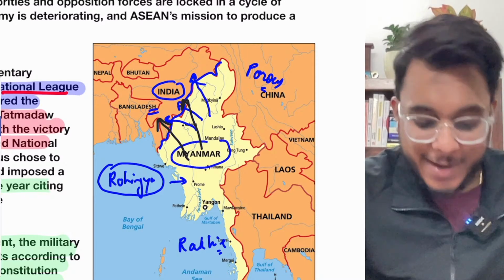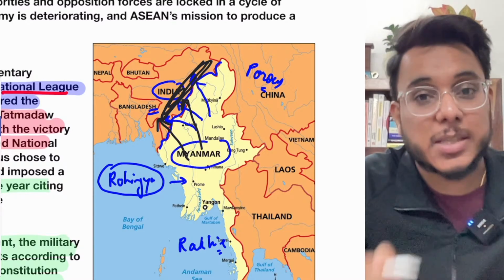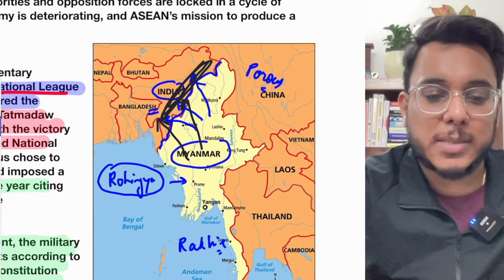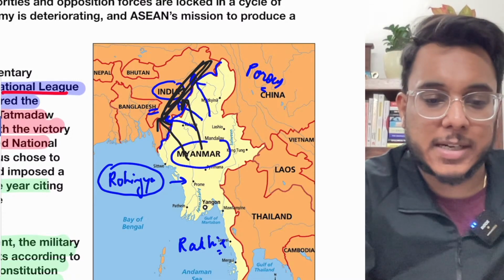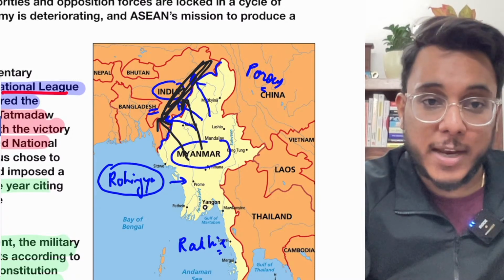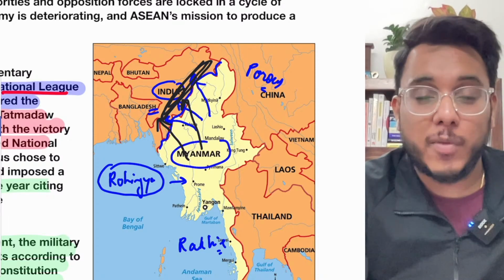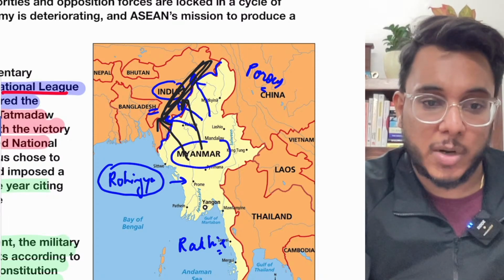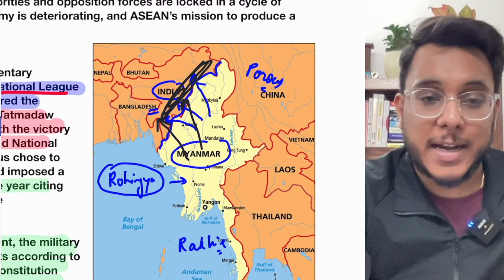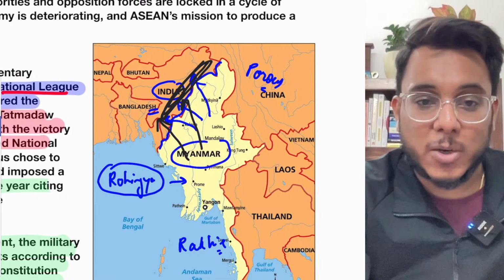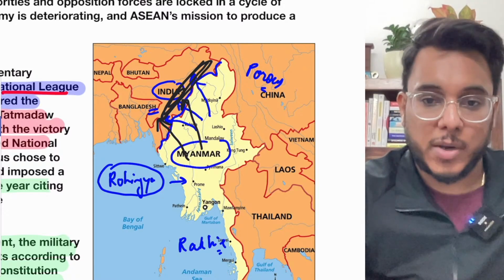Moreover, guys, Myanmar shares a boundary with the northeast part of India. And in the northeast part of India, we already see that there are often insurgencies going on. So if there is any instability in Myanmar, it might lead to spillover effects on India's national security. Therefore, India is very concerned and needs to solve this matter as early as possible.